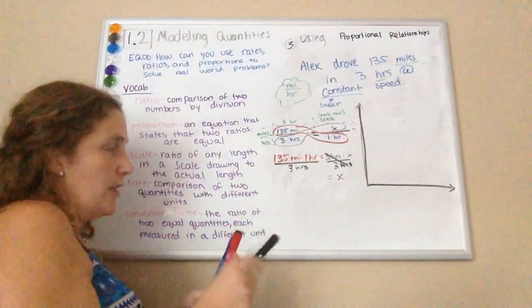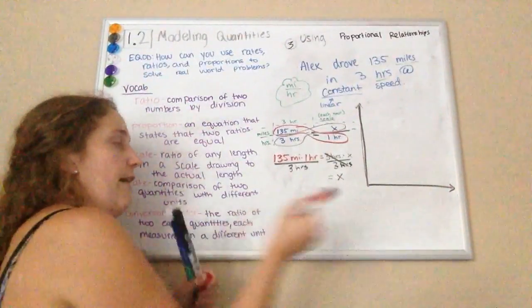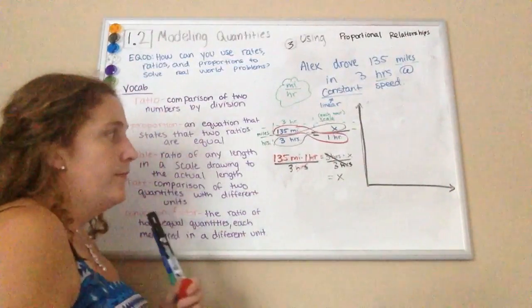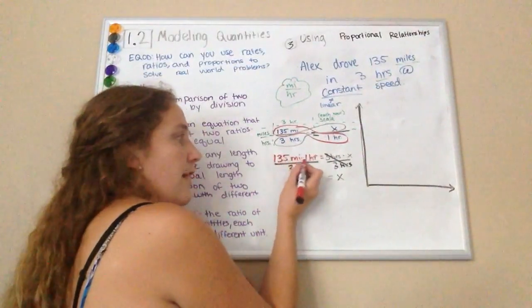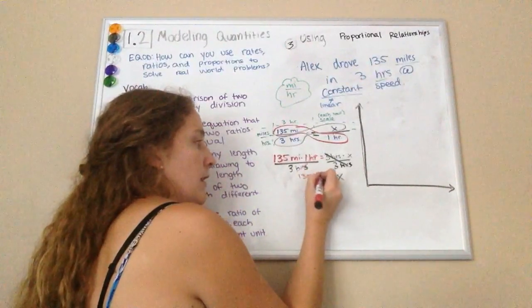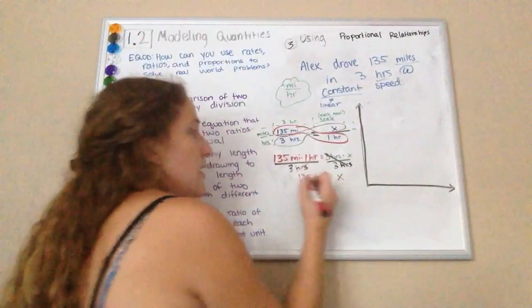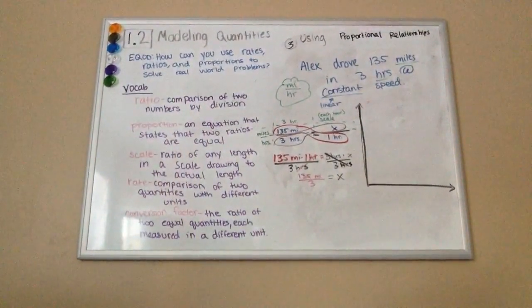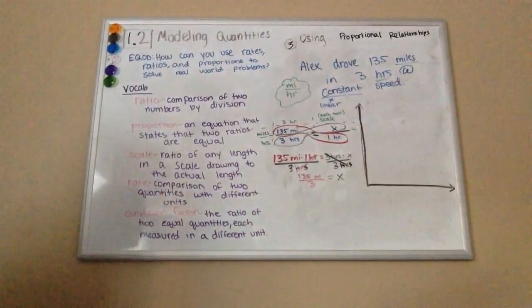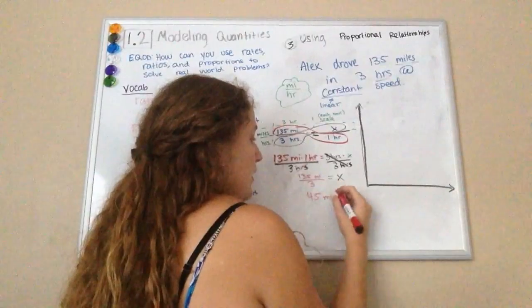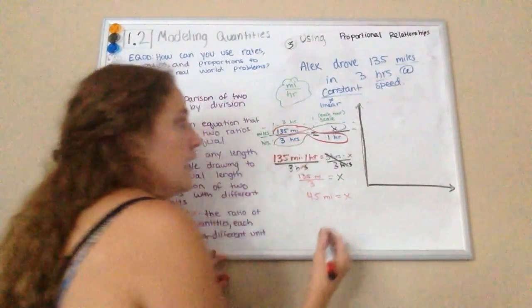And let's look at what happens on our left-hand side. We have hours in the denominator, hours in the numerator. Those are going to cancel. And we get 135 miles times 1. So 135 miles divided by 3, because remember the hours canceled out. And when we do that, we get 135 divided by 3. We get 45 miles is equal to x.